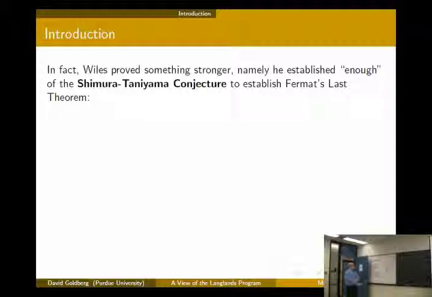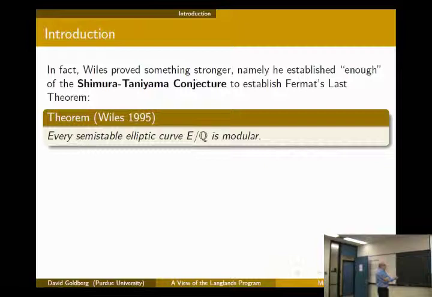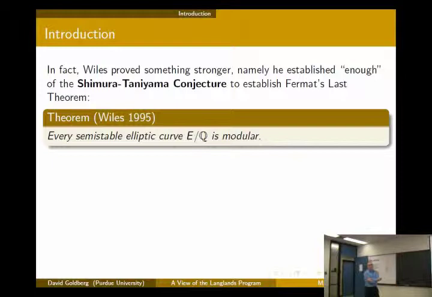So in fact, Wiles proved something stronger. He established enough of what's known as the Shimura-Taniyama conjecture to actually establish the last theorem. The statement of his theorem is actually that every semi-stable elliptic curve is modular.